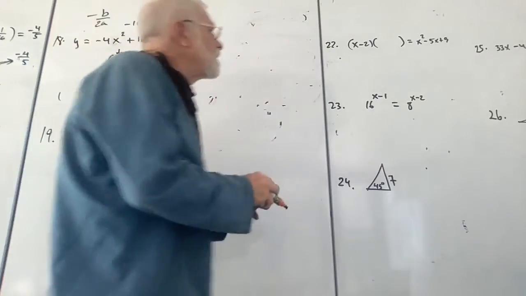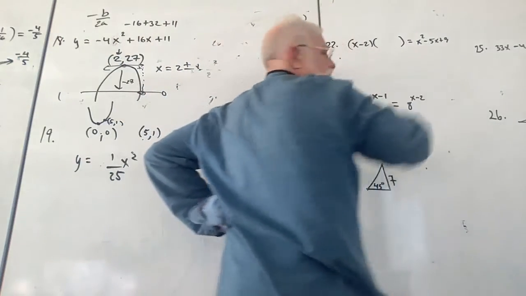Alrighty, so what was the problem that I missed? I don't know, we're not doing it. So x minus 2 times what? X squared minus 5x plus 9.